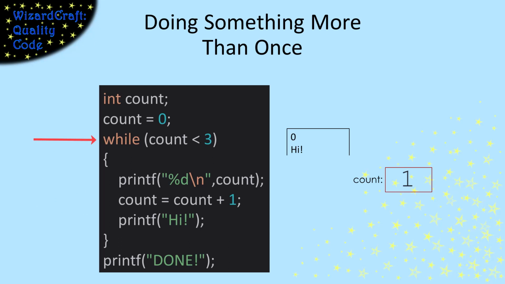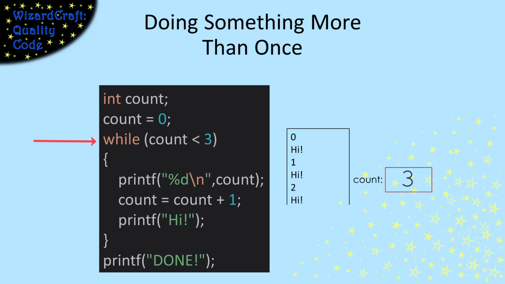Count has a value of 1, which is less than 3, so we do the loop again. We print out the value in count, increment count to make it be 2, and print out high. Back to the top of the loop. Count is 2, which is still less than 3, so we do it again. Print out the value in count, make count get bigger by 1, and print out high.